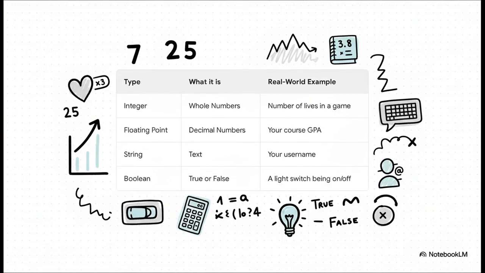So this filing system has a few main folders. For example, an integer is for whole numbers. Think of the number of lives you have left in a video game. A floating point, or a float, that's for numbers with decimals, like your GPA. A string is just for text, like your username. And a Boolean? That's the simplest of all. It's just true or false, like an on-off switch. A program has to know exactly which folder to put the data in to do its job right.